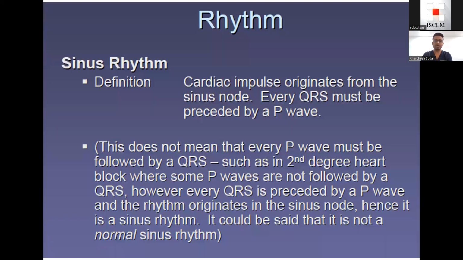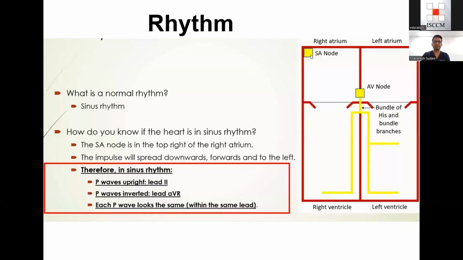Now coming to the rhythm. Generally, the cardiac impulse originates from the sinus node, and that's why every QRS must be preceded by a P wave. But this is not a rule. Sometimes in a clinical scenario like a second degree block, you will find the P wave, but you will miss the QRS complex at certain points of time. So in general, all QRS complexes come after the P wave, except in a few clinical scenarios like AV block.